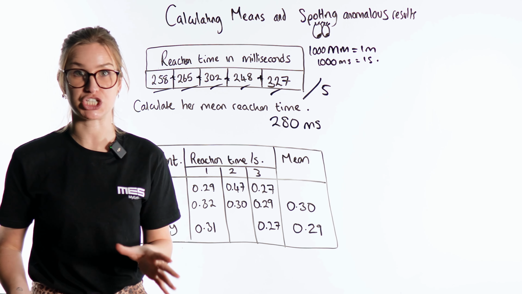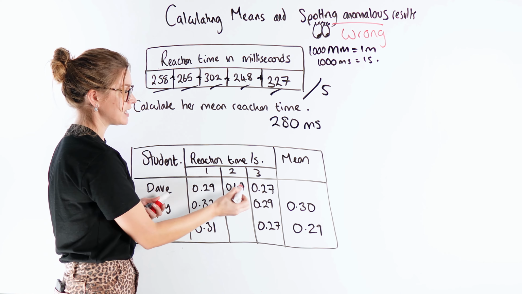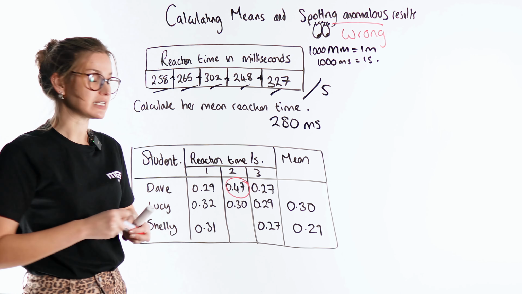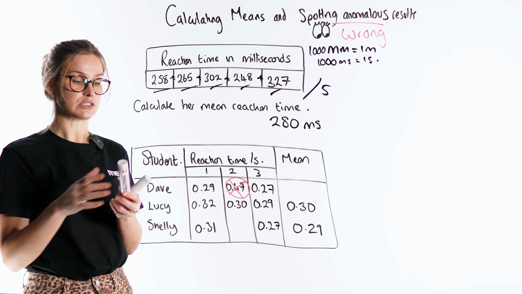Remember, to calculate the mean, you add them all up and you divide by the number of times that we did the result. So clearly you can see here we did the result 3 times. But hopefully what we're thinking is I can spot an anomalous result. An anomalous result means that something looks wrong. So does something look wrong? First time 0.29, second time 0.47, third time 0.27. This number is much higher, so that tells me there's probably something wrong. Maybe he got distracted that time. That's again why we should repeat things, so we can spot if anything is wrong. And if something is wrong, all you do is just ignore it.